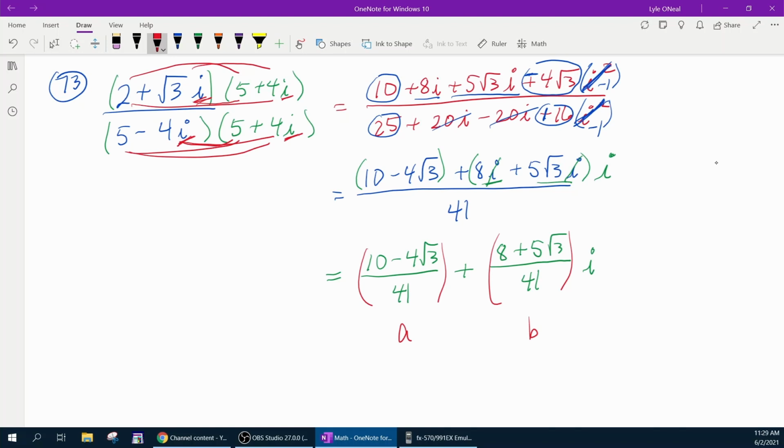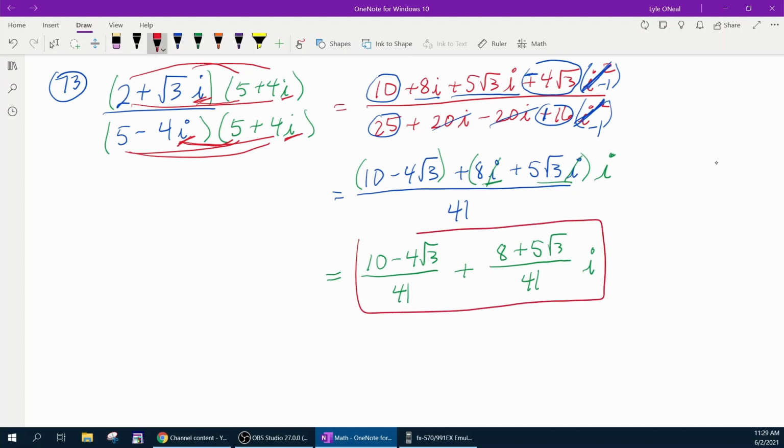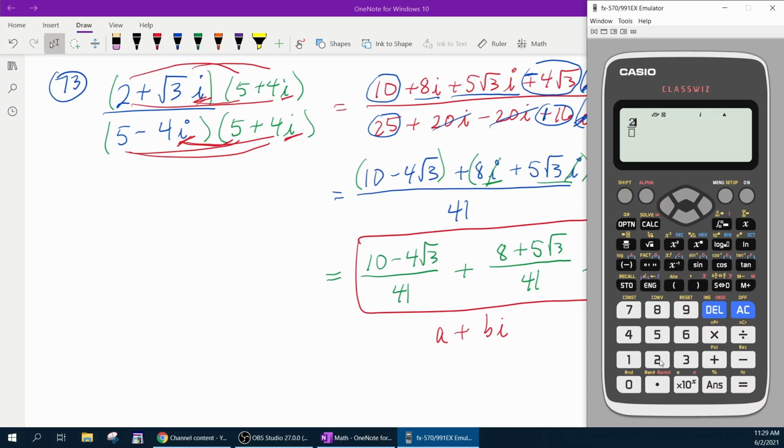And I'm not going to expect the Casio to be able to give that answer. All right, so one more time, that should be our final answer in standard form. And just for fun, I'm going to put it into the Casio just to see what it gives us. So, 2 plus square root of 3. Don't forget you have to move the i out from under the square root before you put it in. Otherwise, it's going to put the i under the radical, and that would not be correct. In the denominator, 5 minus 4i.